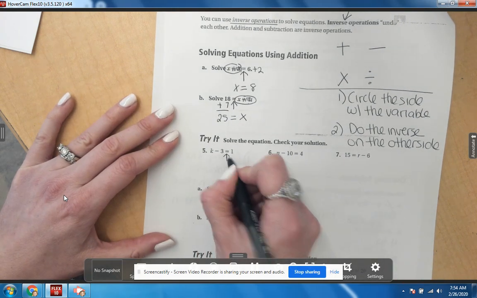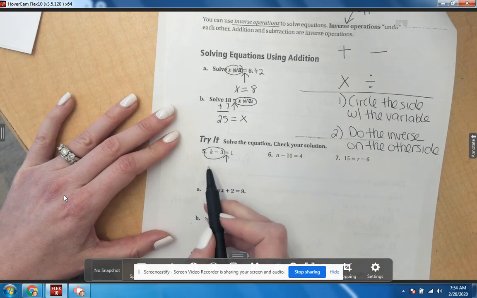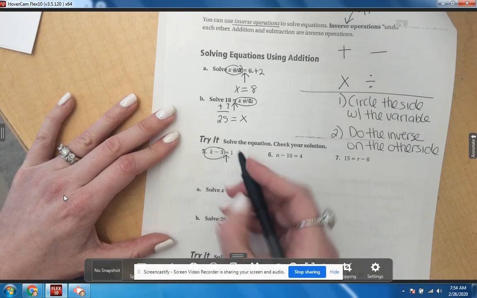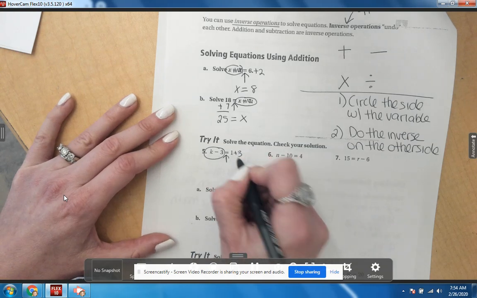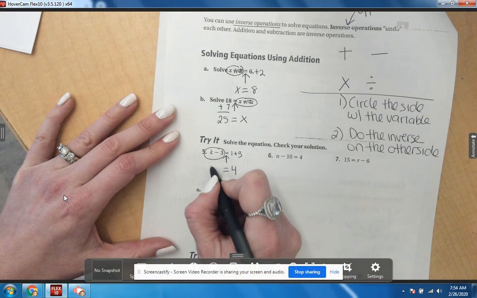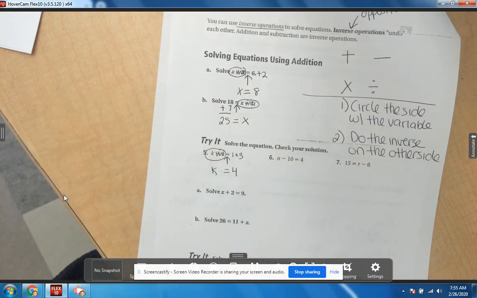Find the middle of the problem. That's the equal sign. Circle the side with the letter. What is the opposite of taking away 3? Adding 3. So on the other side of the problem, we're going to add 3. 1 plus 3 is 4. Bring down my equal sign. Bring down my letter. Cross out the little minus 3 because we know that we did our step.